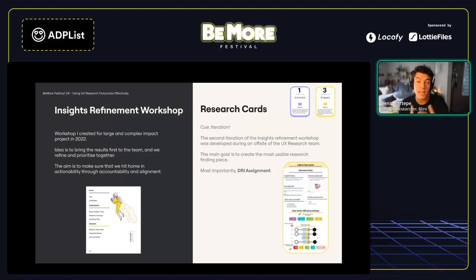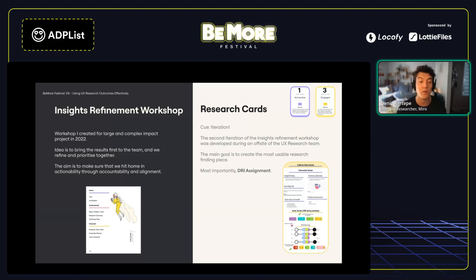And this way, we get the buy-in in advance. So it makes sure that we hit home in actionability through accountability and alignment, right? But as I've said, UX research outcomes is a product. And I saw that something was not working well enough for it. So I iterated.